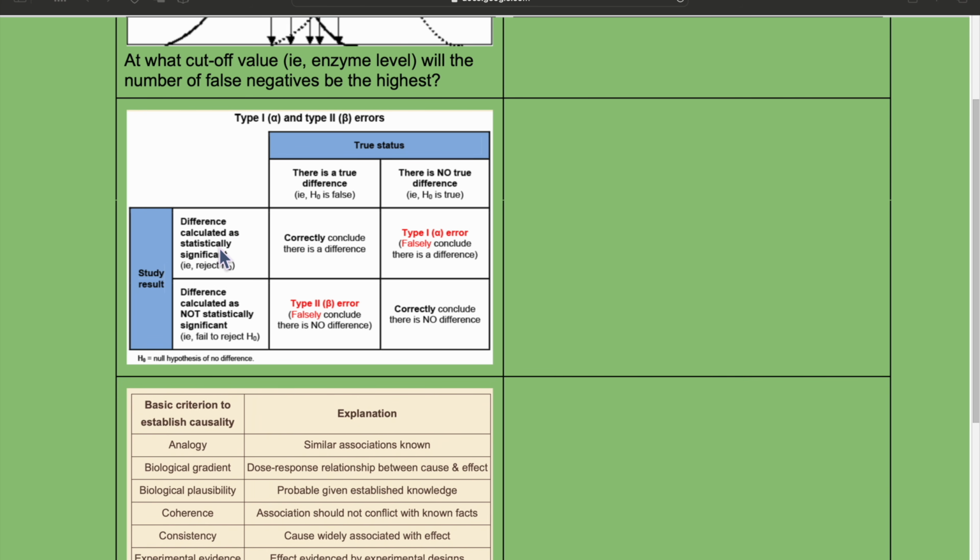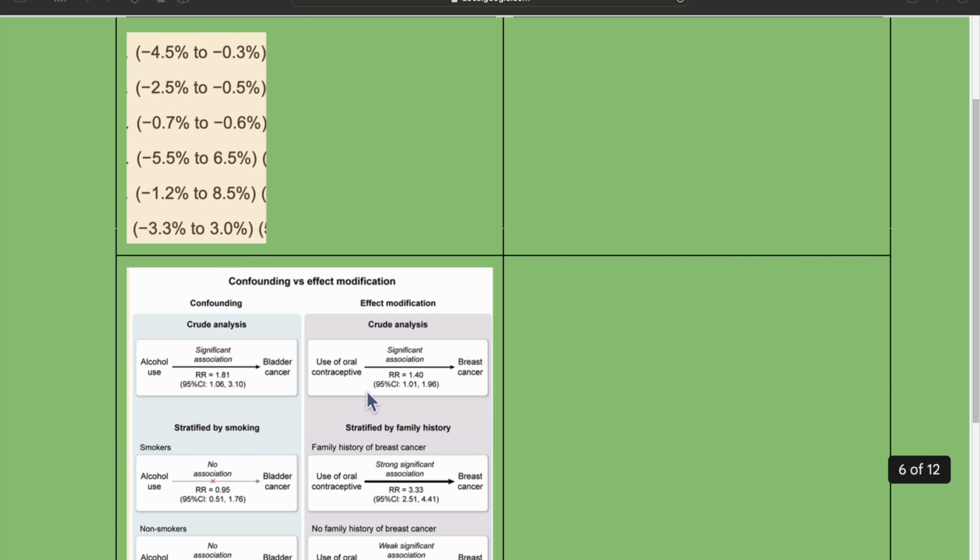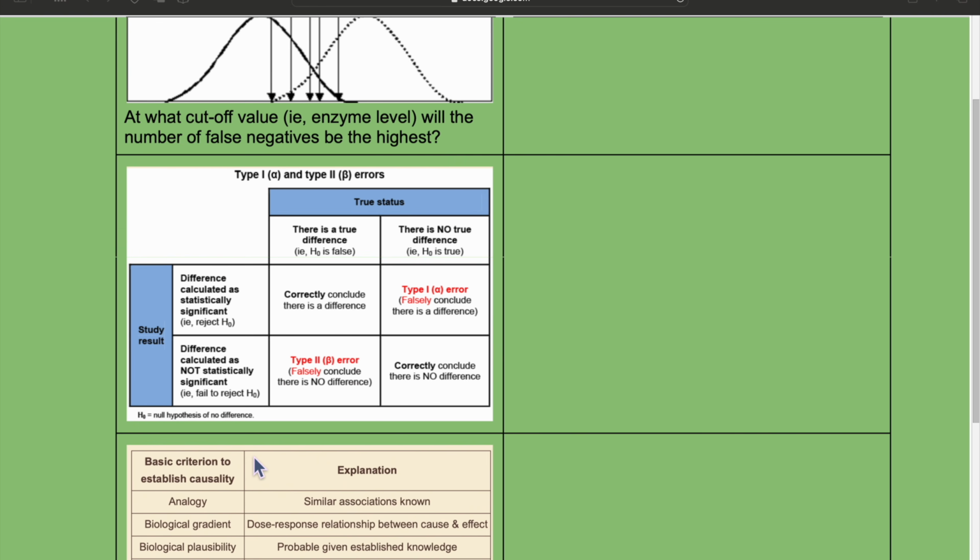however, when we do the test, like the confounding one over here, where we concluded that alcohol use is related to bladder cancer, however, in reality it is not, that means we rejected null hypothesis. However, in reality there is no difference. So this is called the type 1 alpha error, falsely conclude there is a difference.